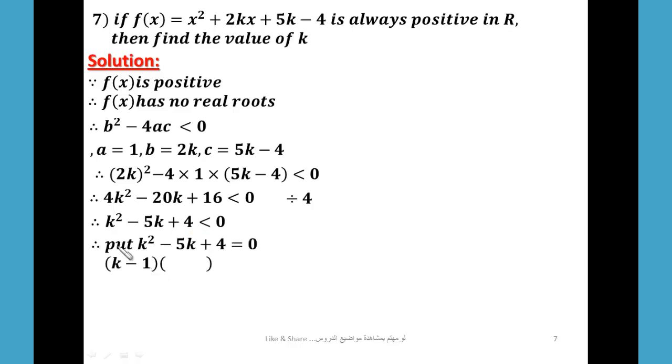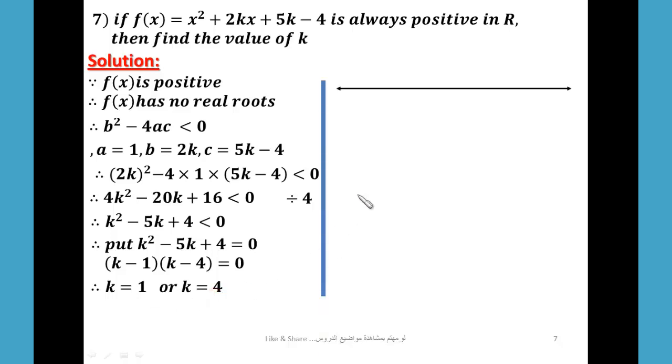And we put k power 2 minus 5k plus 4 equals 0 to find the zeros of this equation. And we factorize it. K power 2 will be k multiply k. Positive 4 is negative 1 multiply negative 4. So k minus 1 multiply k minus 4 equals 0. Then k equals 1 or k equals 4.